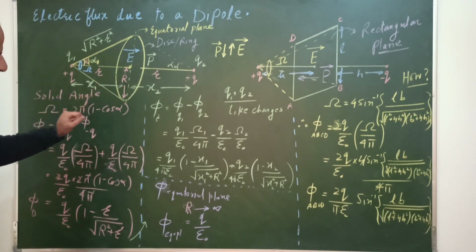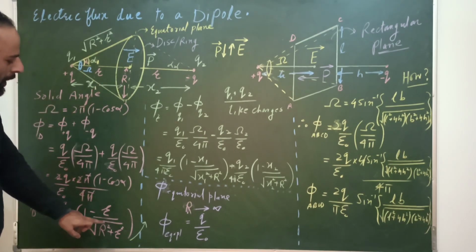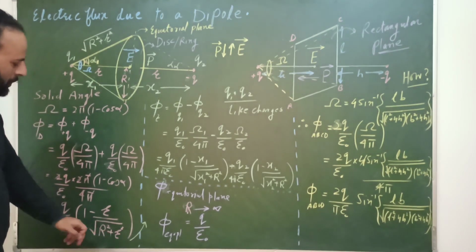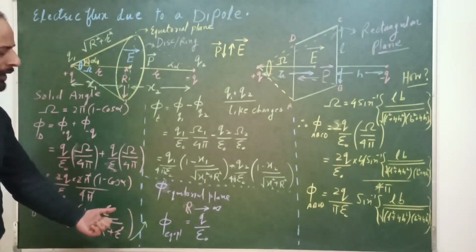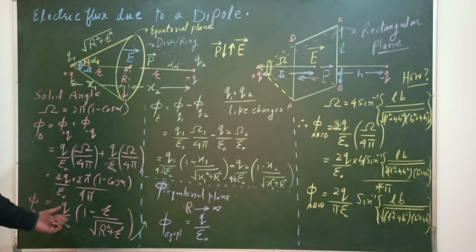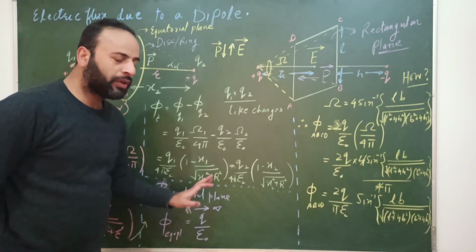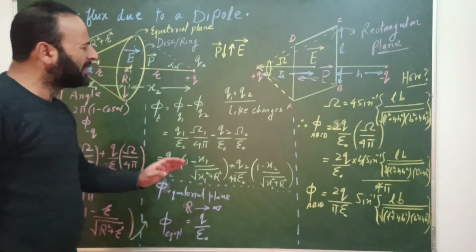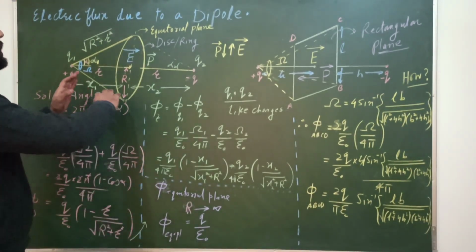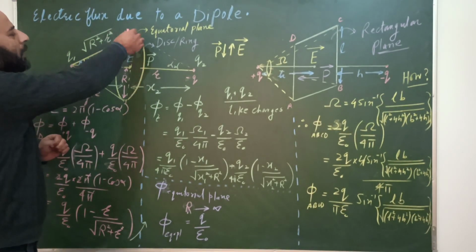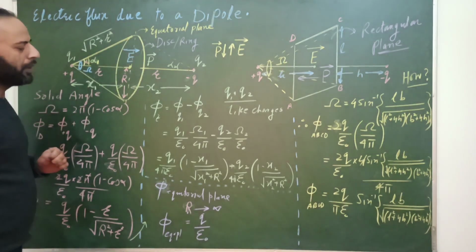So when R tends to infinity, this will be R divided by infinity, and anything divided by infinity is 0. So what I get here is Q divided by epsilon naught times 1. So that is Q divided by epsilon naught. So this is the flux due to the electric dipole through a ring or a disc in the equatorial plane, right?